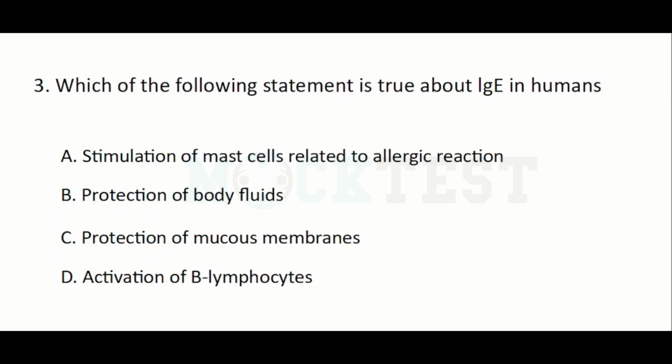Which of the following statement is true about IgE in humans? Option A, stimulation of mast cells related to allergic reaction. Option B, protection of body fluids. Option C, protection of mucous membranes. Option D, activation of B lymphocytes. Correct answer option A, stimulation of mast cells related to allergic reaction.